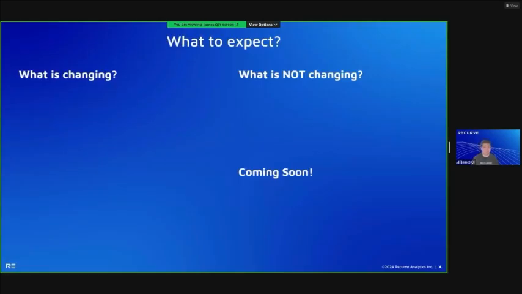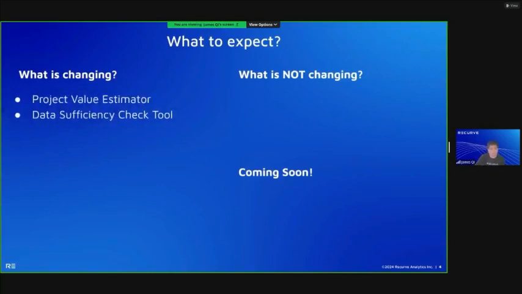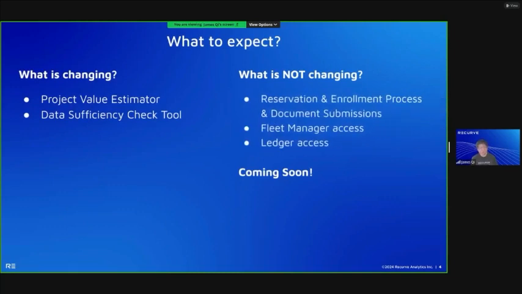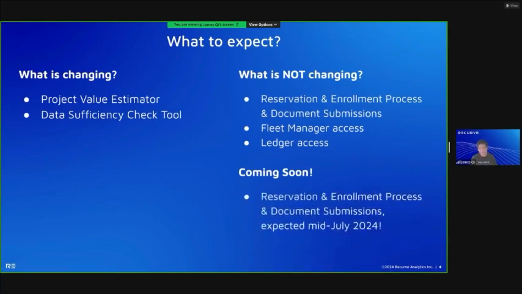First of all, what to expect. What is changing? Today we are changing our project value estimator and the data sufficiency checker for the BayREN program. What is not changing are the reservation and enrollment process flow, as well as how you submit documents into the program. We're also not changing today how you access your fleet manager as well as your ledger. That being said, the reservation and enrollment process and the document submission process are changing. We expect that work to be completed by mid-July, something exciting to look forward to in the middle of our summer.